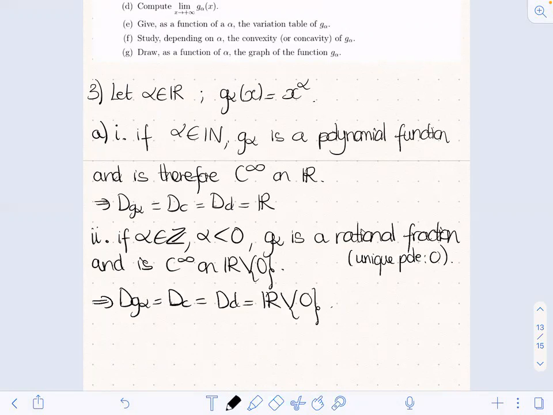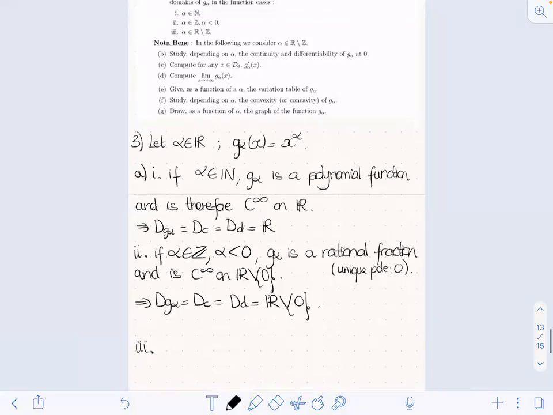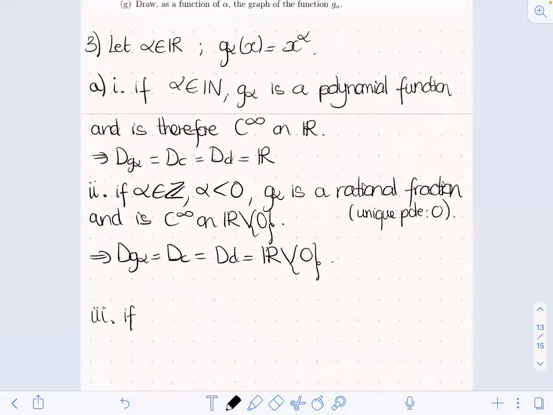And the final case is going to be the one that we're going to spend more time analysing, because as you can see in these first two cases, we can give the definition domains and continuity and differentiability domains, but we also sort of know what the objects are. They're either a polynomial function or a rational fraction, and we already know properties of these two objects. So the final case, where we're first going to look at definition domains, is alpha in R from which you remove Z.